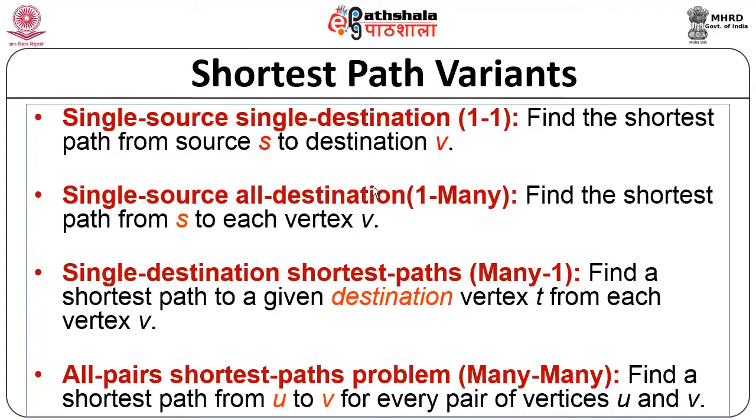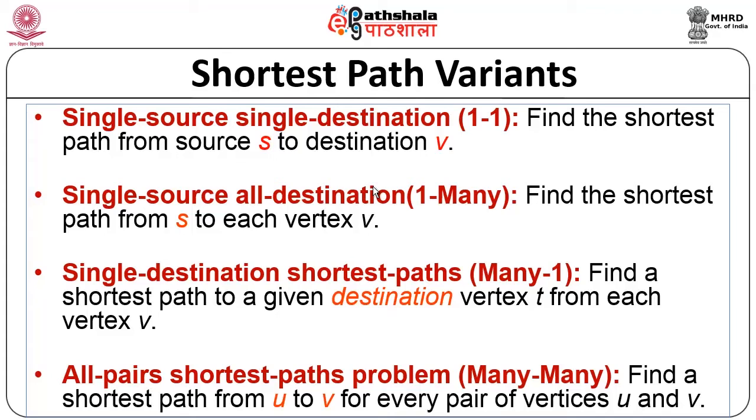So, you have to find the shortest path from a given source S to a given destination vertex V. Then you have single source all destination. It is a one to many type of algorithm, where you find the shortest path from the source node S to each and every vertex in the set V. Then you have single destination shortest path, that is many to one, where you find the shortest path to a given destination vertex T from each of the other vertices in the graph.